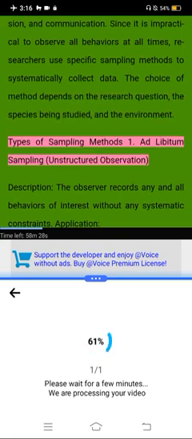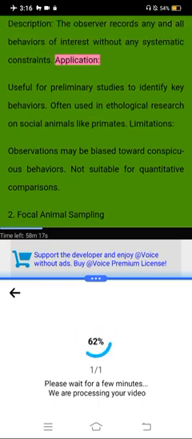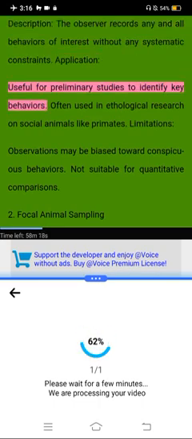Types of sampling methods. 1. Ad libitum sampling, unstructured observation. Description. The observer records any and all behaviors of interest without any systematic constraints. Application. Useful for preliminary studies to identify key behaviors.